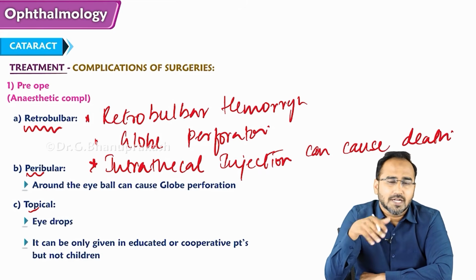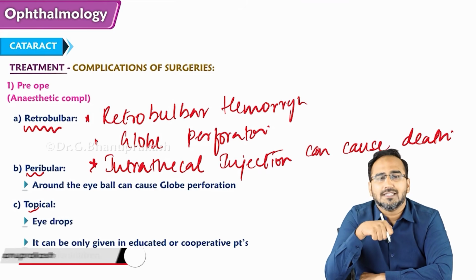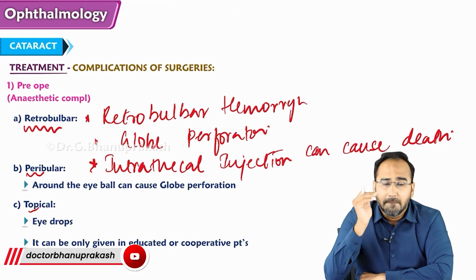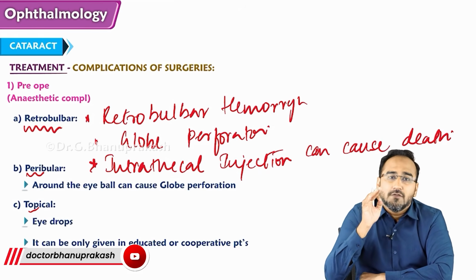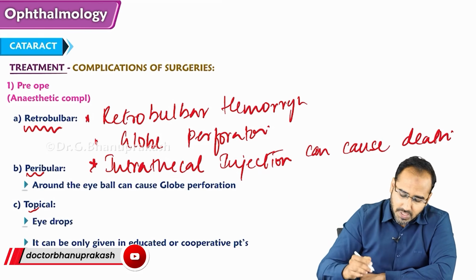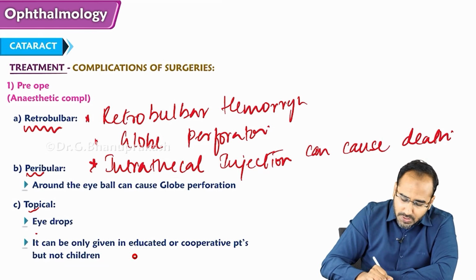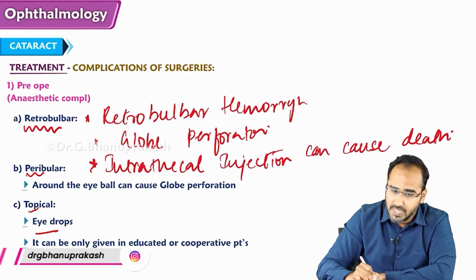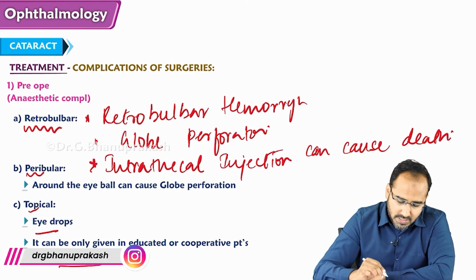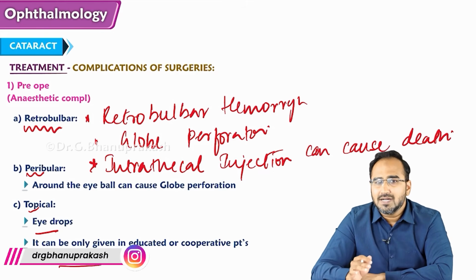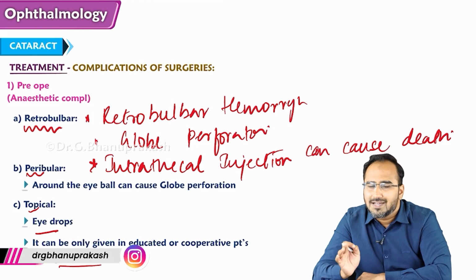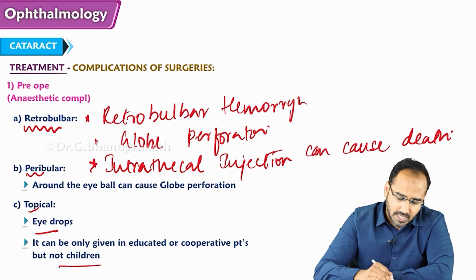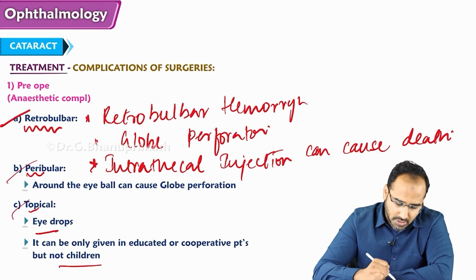I'm not saying that all illiterate people do not understand. They will also understand. But the literate individuals will respond to you and follow your commands. So remember, guys, for topical you can use eye drops. It can be given in an educated or cooperative patient, but not in children. So remember, the pre-op complications are just anesthetic complications: retrobulbar, peribulbar or topical.